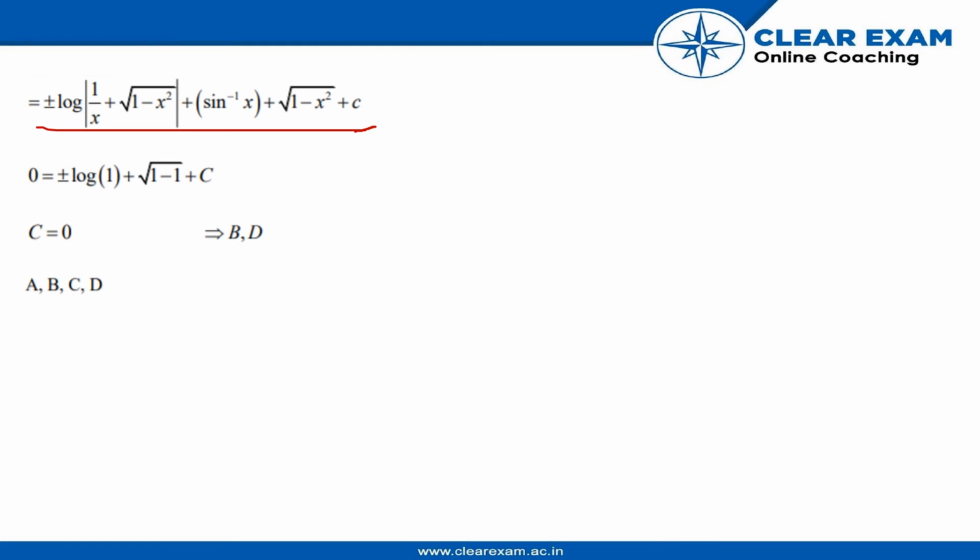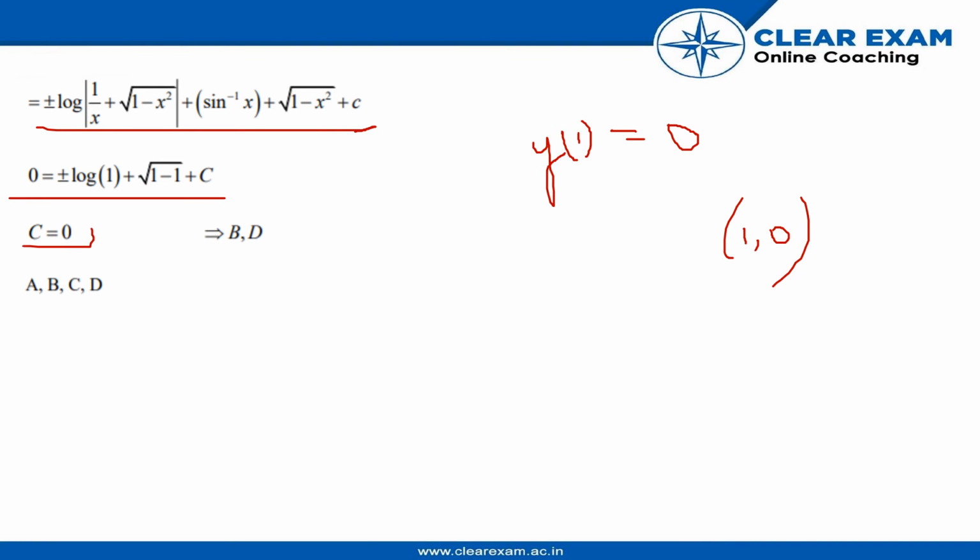Alright. Now as given in the question, y_1 is equal to 0, as (1, 0) is a point that lies on the curve. So let's substitute the value here. Now we get 0 is equal to this. From here we get that c is equal to 0. So from here we can see that option 2 is correct.